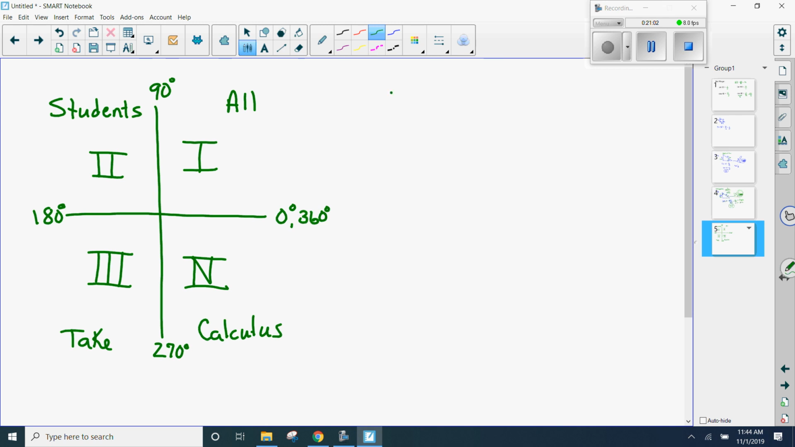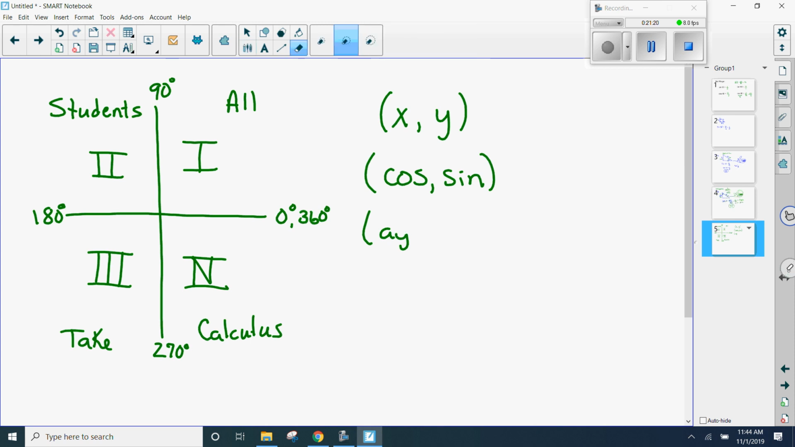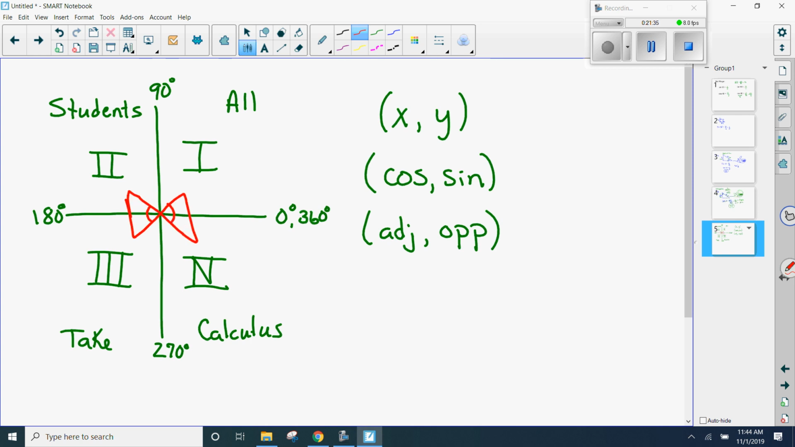And if we think of a coordinate point as x, y, which means cosine, sine, which means the adjacent side to the opposite side. And remember, what you always do is you draw the bow tie. So when you are making your triangle, your angles are always in reference to the x-axis.